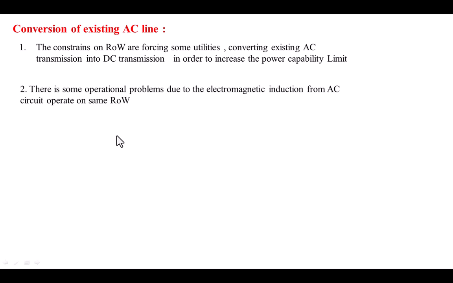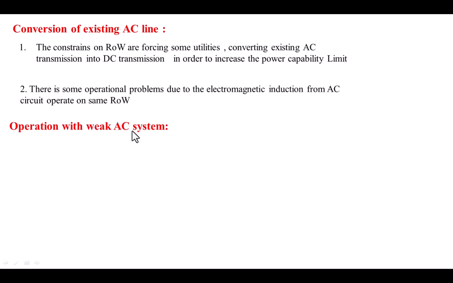Conversion of existing AC system. Suppose we have an AC system and now we want to convert that AC system to a DC system. We are going to convert the AC system to a DC system because we want to improve the transmitted power on the same right of way. If you use DC, it avoids electromagnetic induction problems. Operation with a weak AC system.